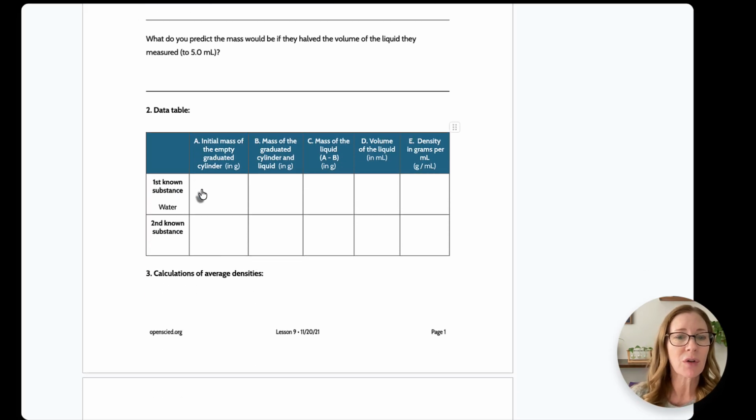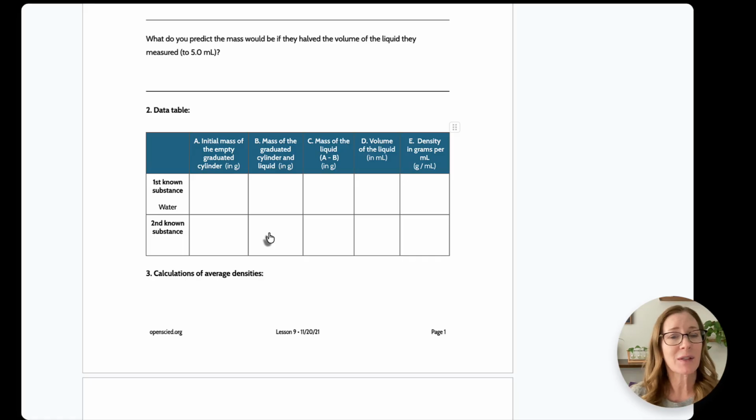Okay, so here students have a data table. Now, students are going to be divided into groups. If you have 8 groups, half of the class will do the rubbing alcohol, the other half of the class will do the glycerin, and then everybody's going to do the water. So everybody will do water with this row, and then this row, just have them right here. Are they doing rubbing alcohol or are they doing glycerin? And so they're going to first record the initial mass of the empty graduated cylinder, and then they're going to mass the graduated cylinder with the liquid in it.